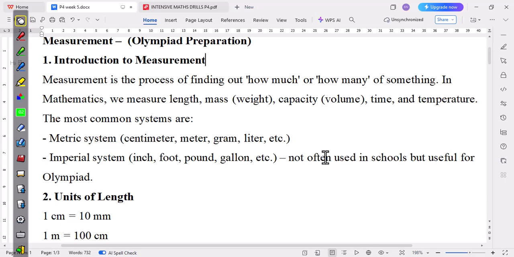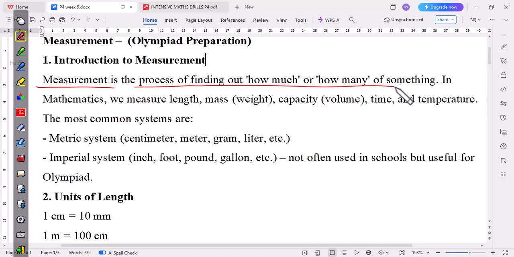For example, we want to know how heavy five oranges are. We use the scale to know the mass of the oranges. So we have tools to compare how heavy the thing is or how much the thing is. This is the explanation about measurement: measurement is the process of finding out how much or how many of something.